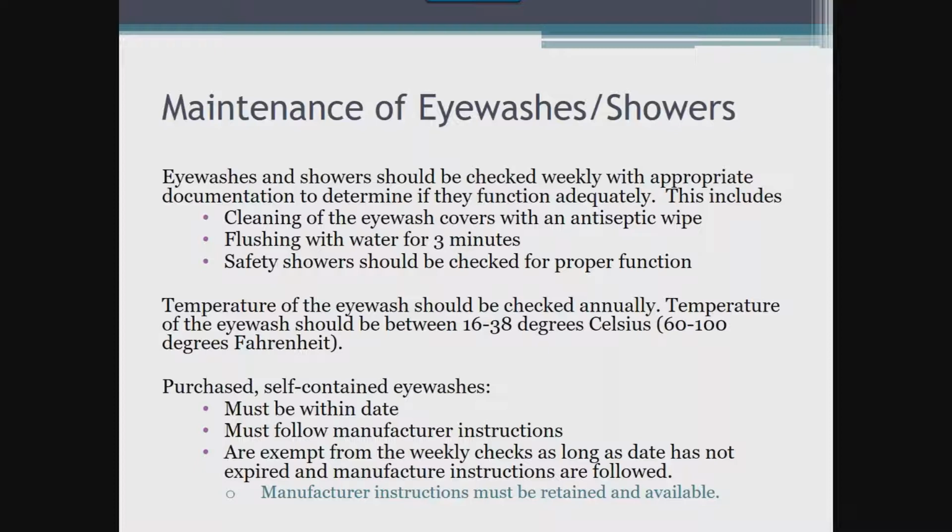These eyewashes are considered exempt from the weekly checks that were previously discussed, as long as the date indicated on the unit has not expired and manufacturer instructions are followed. And then typically when inspectors come in, they like to make sure that these instructions are retained and available to them should they need to check what the expectation is.